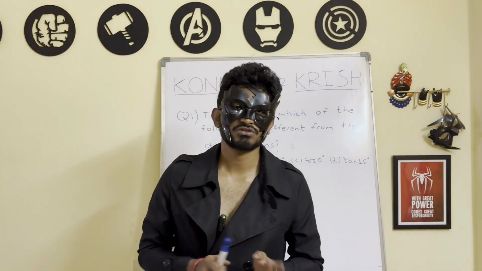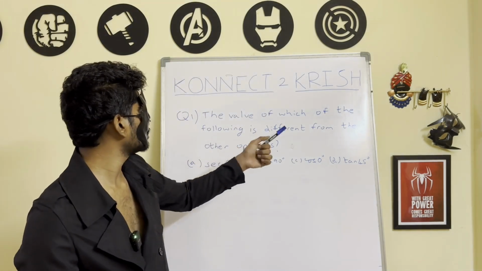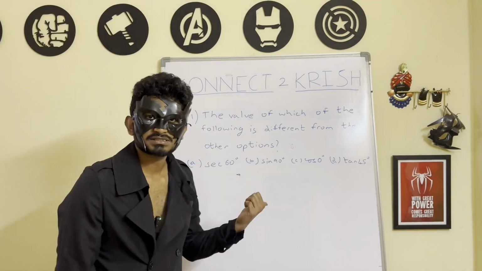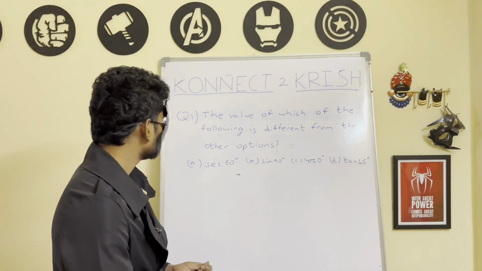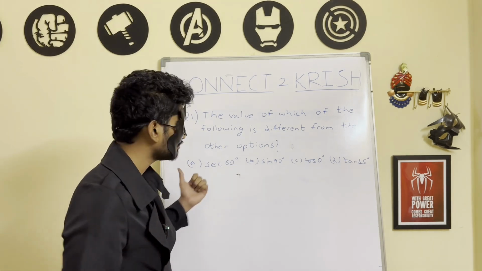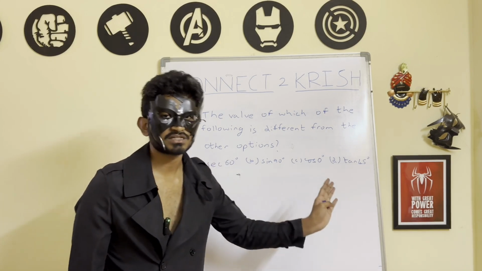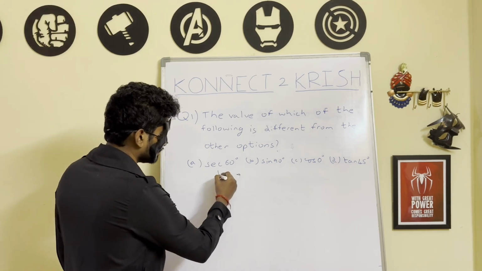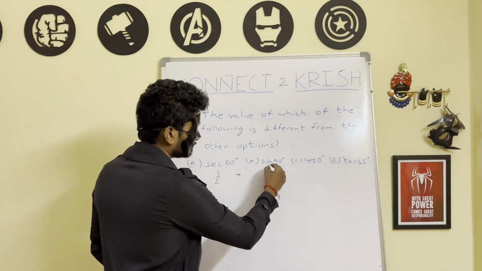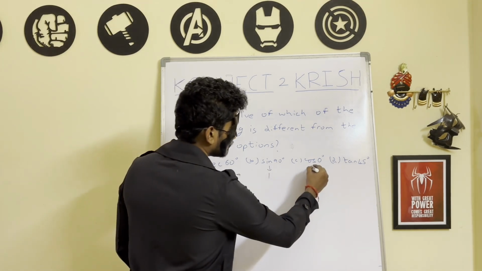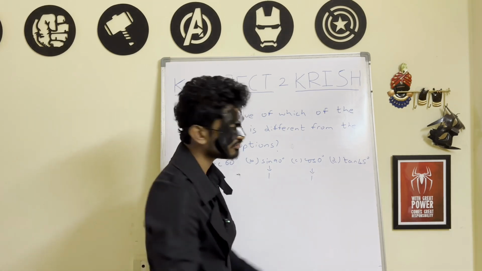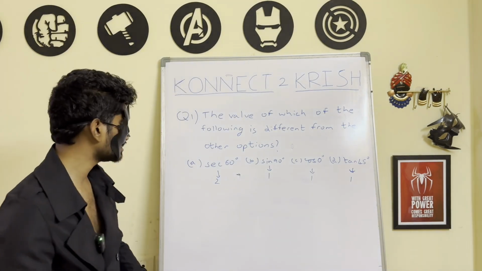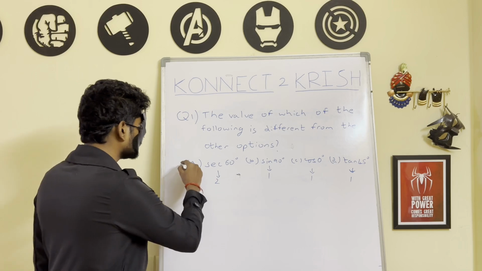So friends, first question is, the value of which of the following is different from the other options. It appeared in Tier-1 of CGL 2023. As I already told you, you have to memorize all these values. And after memorizing, it will be very easy. Secant 60 is nothing but 2, sin 30 is nothing but 1, cos 0 is nothing but 1, tan 45 is nothing but 1. So it's a simple basic question. So the answer to this would be A, secant 60 degrees.